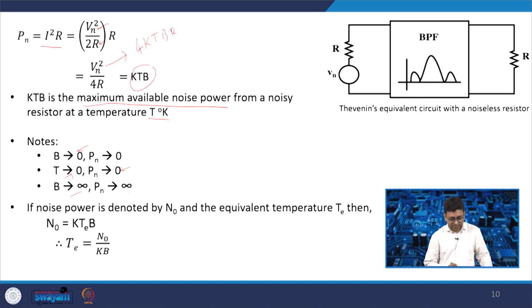Here the noise power is also denoted as N0, with an equivalent temperature Te. You can write N0 in terms of kTeB, and the equivalent temperature can be found as Te = N0 / kB. So this is the basics of thermal noise, and in this class we have seen all the noise sources that we should consider while making any electronic system or RF design.